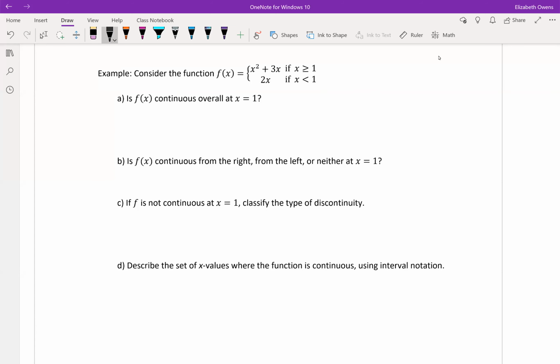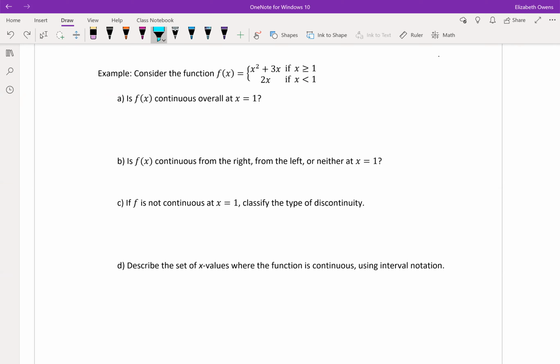Now we have another example looking at different types of continuity and discontinuity. Here we are going to consider the function f of x, and it's a piecewise function, where f of x equals x squared plus 3x if x is greater than or equal to 1, and f of x equals 2x if x is less than 1. All right, so that is our function.